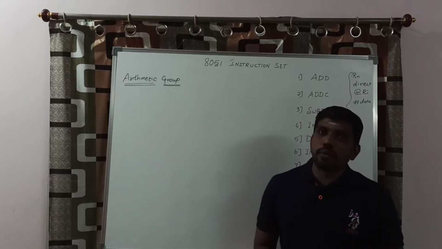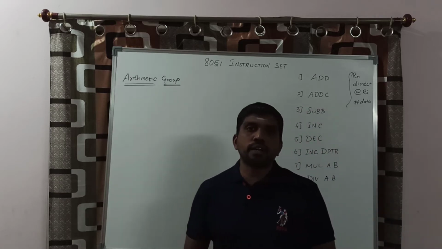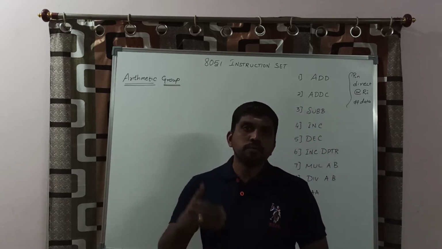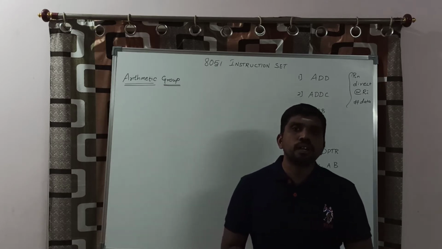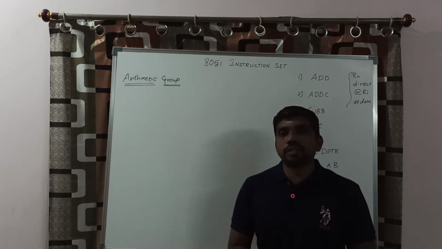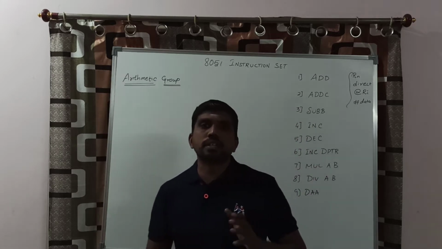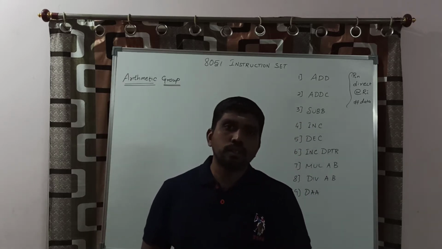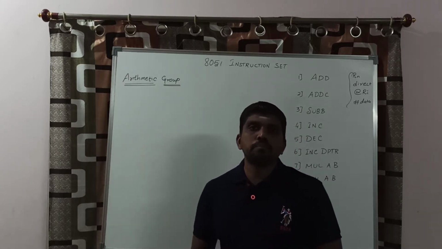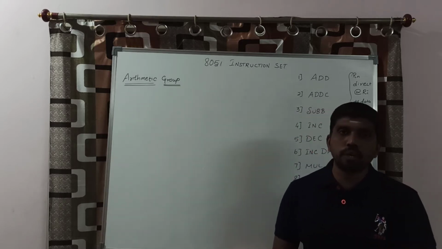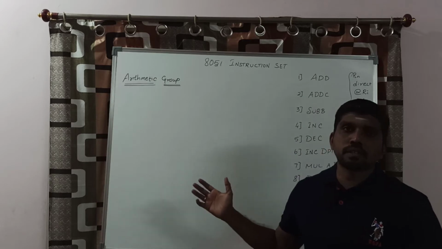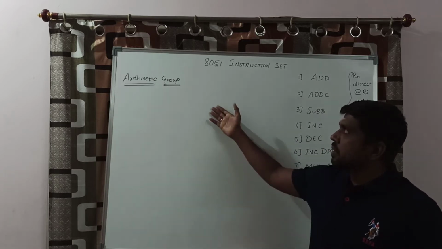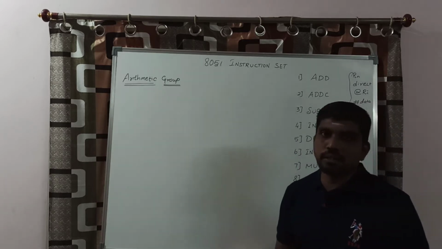In the 8051 microcontroller, we use 49 instructions. These instructions are classified into 5 groups based on their functions. The first group is arithmetic group instructions, the second is logical group, the third is data transfer, the fourth is branch group, and the final one is boolean instructions. These 5 groups of instructions we will discuss in upcoming videos. First we concentrate on arithmetic group instructions.